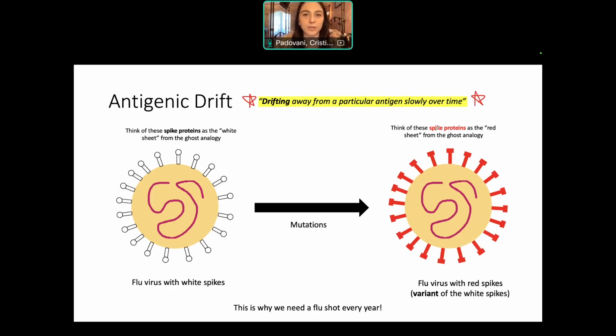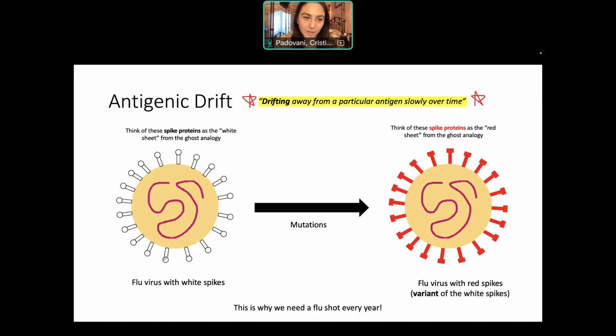So drift, I want you to think of like drifting away from a particular antigen over time. These are your variants of your RNA viruses. If we look at it with these diagrams I drew, let's say this is a flu virus. Obviously this is not a real flu virus. Flu viruses have like 8 genome segments. I'm just drawing one, just for simplicity. But this is a flu virus.